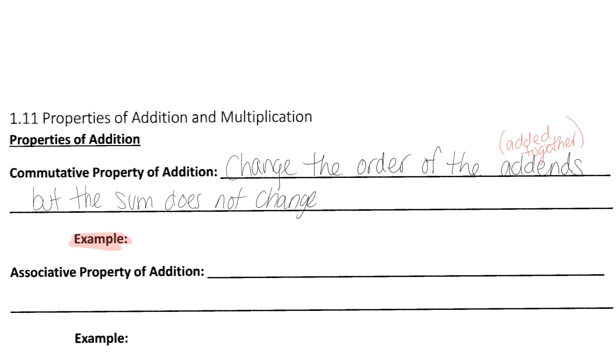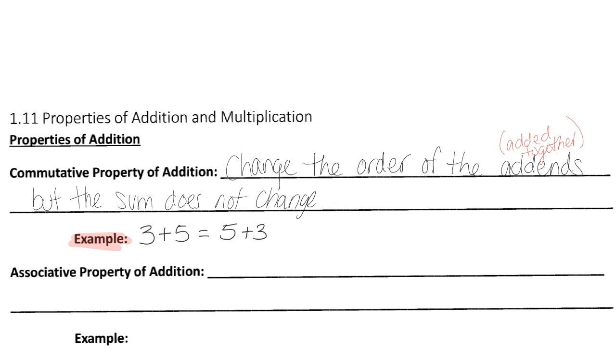Okay, and what that looks like is just simply when we go from 3 plus 5 and we make it 5 plus 3. So we're flipping the order from 3 plus 5 to 5 plus 3, but they're both still equal to 8. And that's the commutative property of addition.